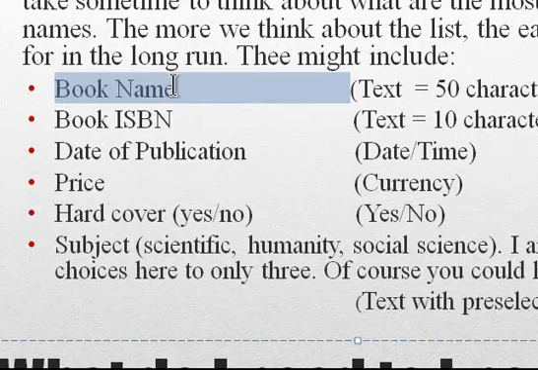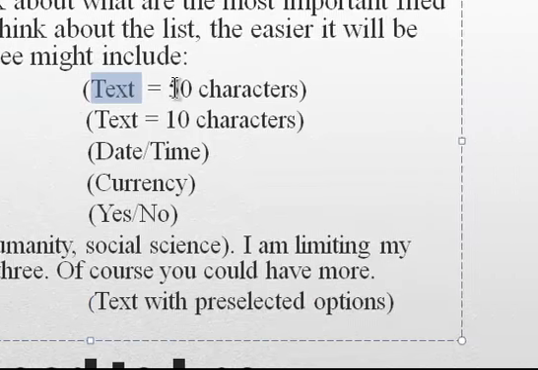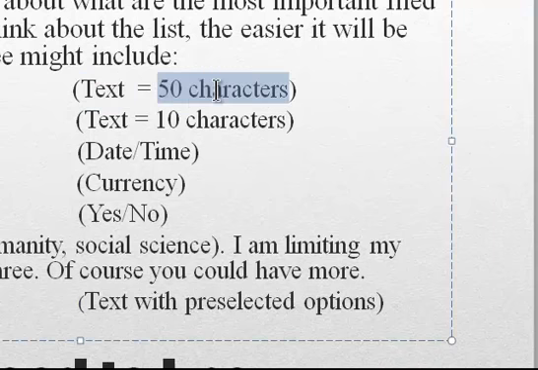I wanted to have a book name for sure, and I'm going to limit the data type, of course, to text, and I'm not going to go more than 50 characters for that, because you will see when we apply this example, it's going to be 255 by default, meaning Access is going to give me 255 characters. I'm not going to use all of those, so I'm going to change it to 50.